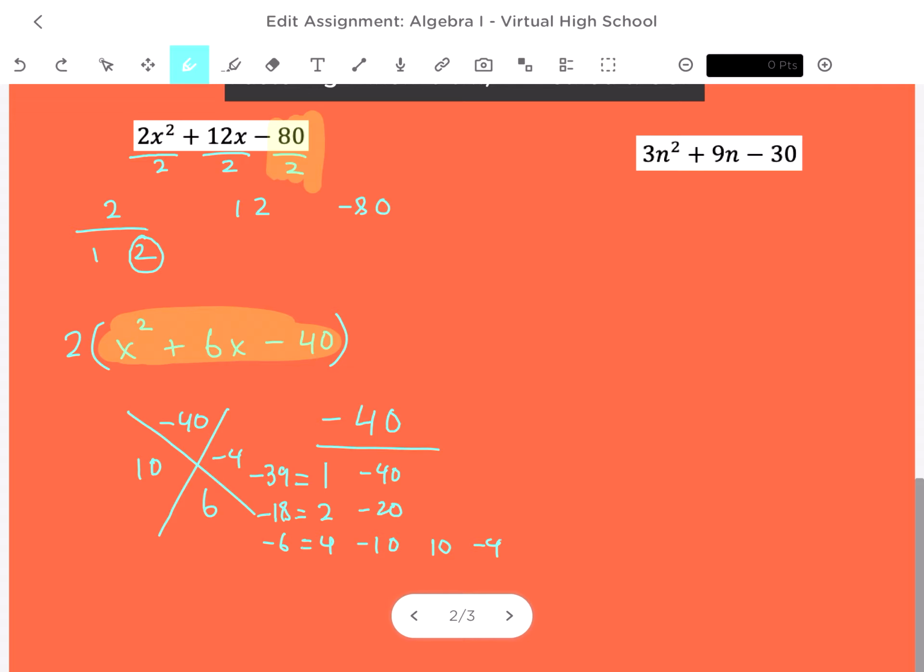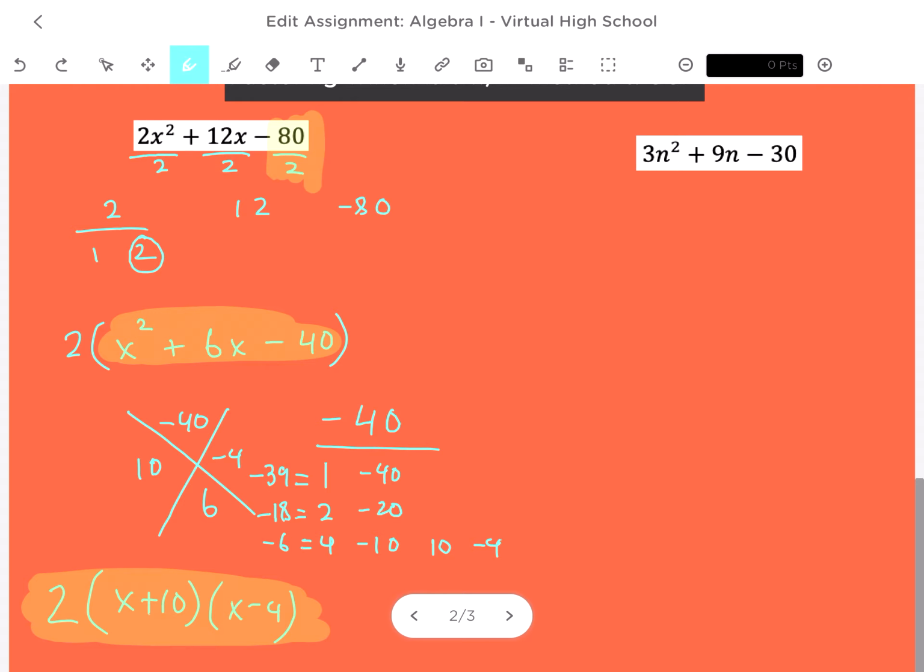Okay. So my final answer, remember I have to keep the 2 that I started with. And all I'm going to do is x plus 10 and x minus 4. And that is my answer. So why don't you guys try the second one?